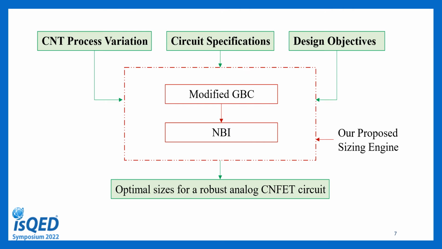Here we can see our proposed sizing engine. We use normal boundary intersection in combination with our modified GBC method to produce our variation-aware multi-objective fully deterministic sizing. Our engine will receive CNT process variation, CNT circuit specification, design objectives, and at the end it will give us the optimal size for a robust analog CNFET design.